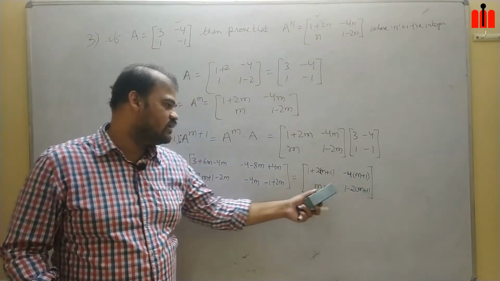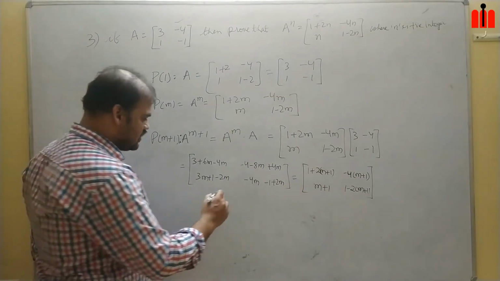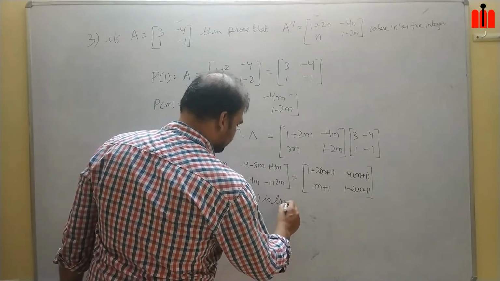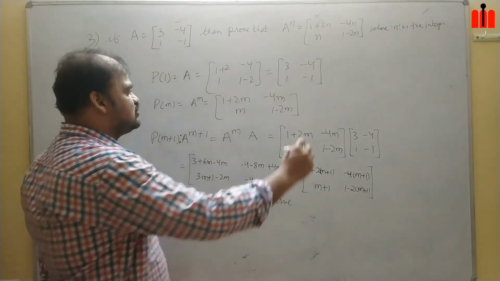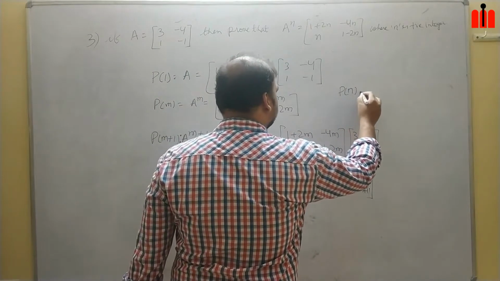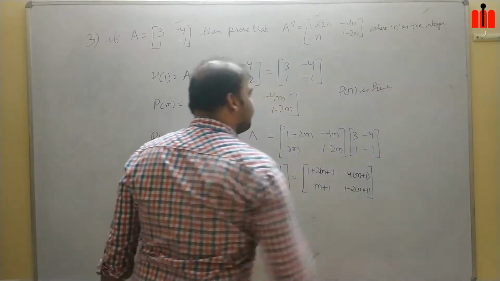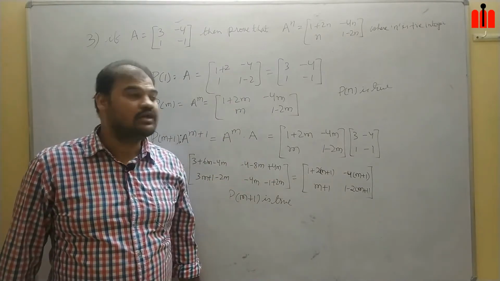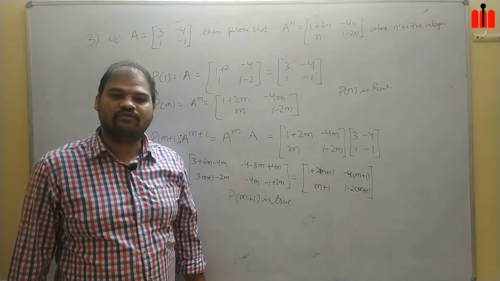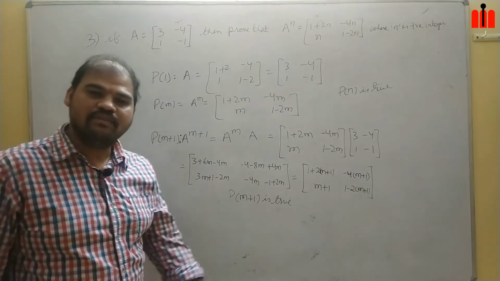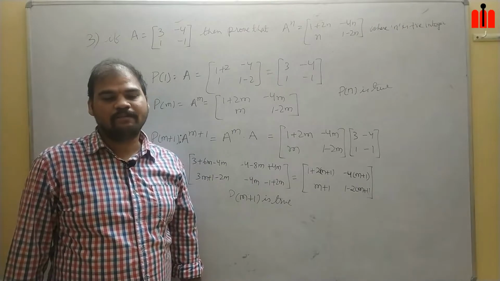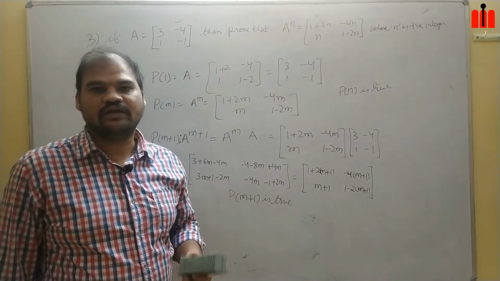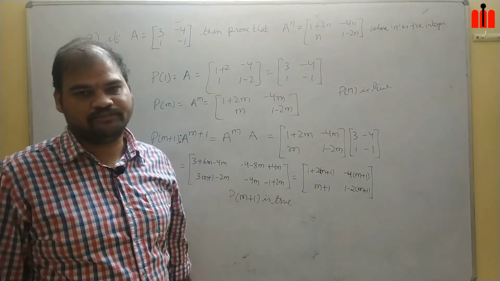So you can see that my P(m+1) is also true. We are getting m plus 1 in the place of n. So that means P of m plus 1 is true. That means my P(n) is true. Okay, my P(n) is true by the principle of mathematical induction. So my A to the power of n is [1+2n, -4n; n, 1-2n] if A is [3, -4; 1, -1]. Understood? This completes question number 3 over here. Now let's move on to problem number 4.